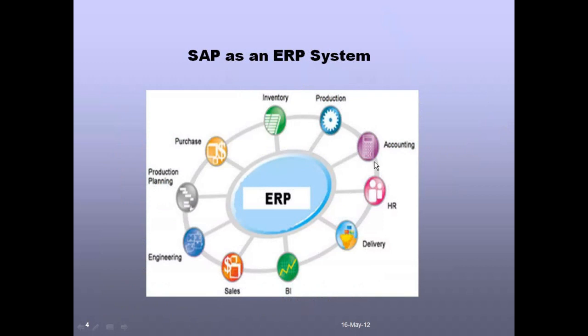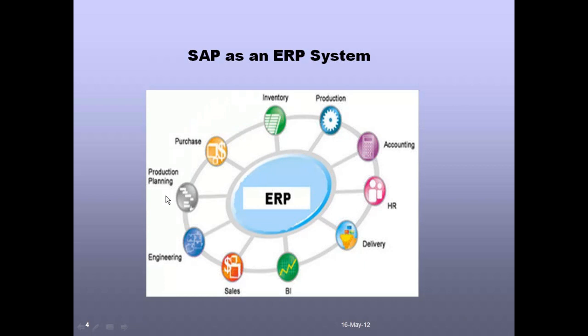Now, SAP as ERP. Where does SAP fit in the ERP system? We will have another slide. If you look at it, this is my ERP wheel, and for each of these I've got different departments. Take any industry or organization, you will have all these departments like inventory, production, accounting, human resource, delivery, that is what you call distribution, business intelligence, reporting, sales, engineering, and so on.